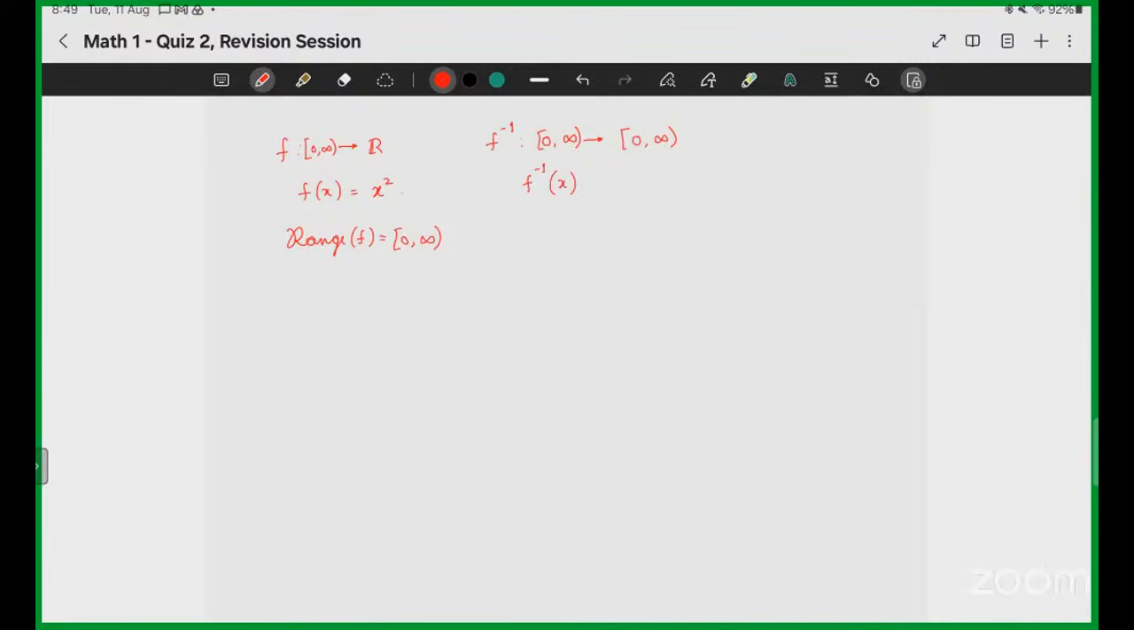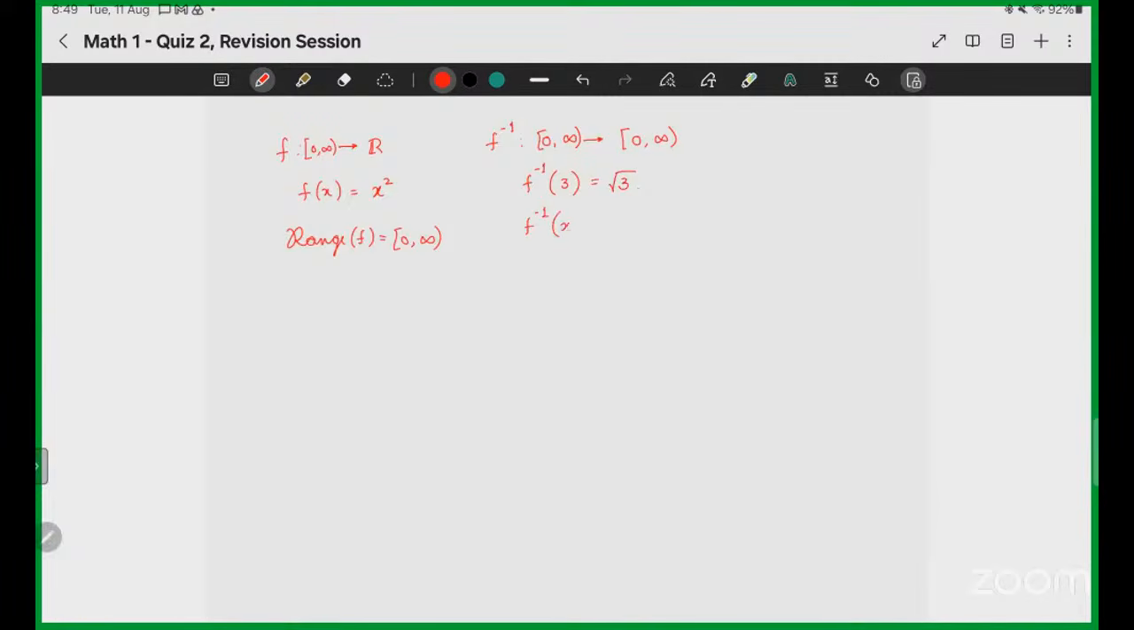What is the element that is mapped to x? So let's say, to get examples, what is f inverse of 3? What element squares to give 3? Root 3, under root 3. Right?